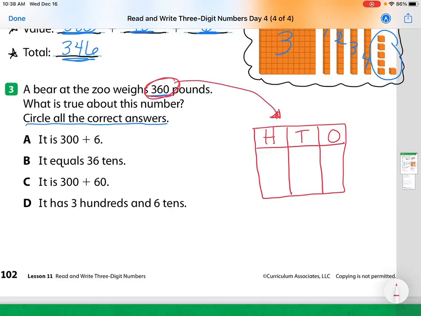A says that it is 300 plus 6. B says it equals 36 tens. C says it is 300 plus 60. And D says it has 3 hundreds and 6 tens. All right, so pause the video, make sure you plug your 3-digit number into your chart, and then figure out which of those answer choices are correct. And you do have more than one correct answer. All right, pause the video now.